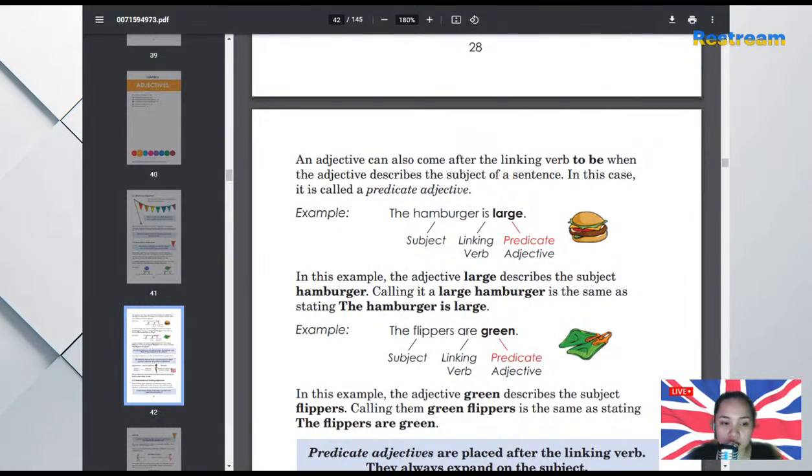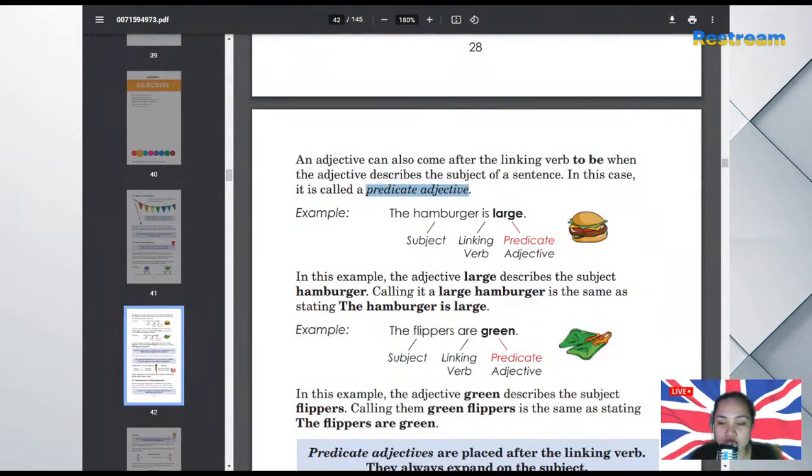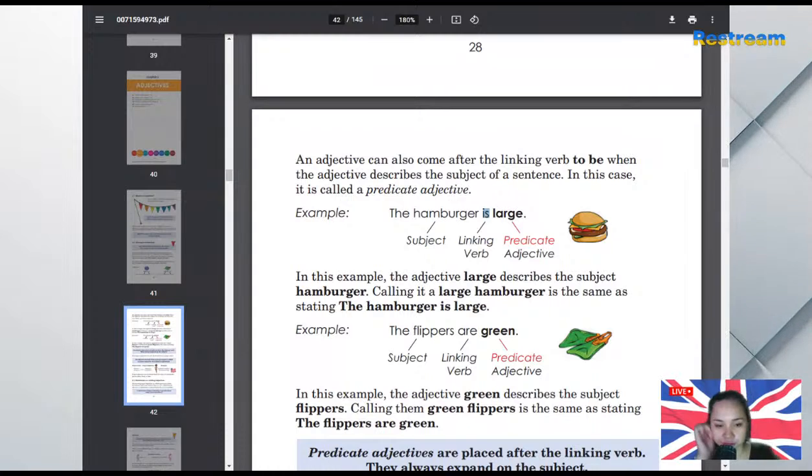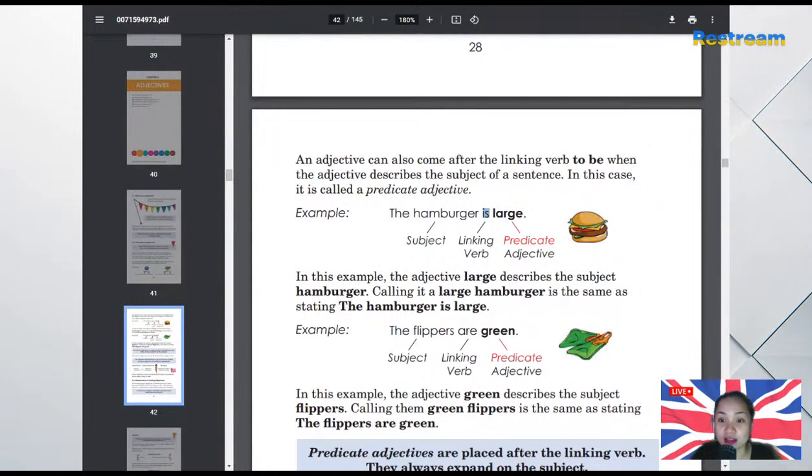Here we also have the predicate adjective. The predicate adjective is when you describe the noun or the pronoun in the sentence by adding a linking verb. So you start first with the linking verb and then right after it the adjective. That is why it is called the predicate adjective.